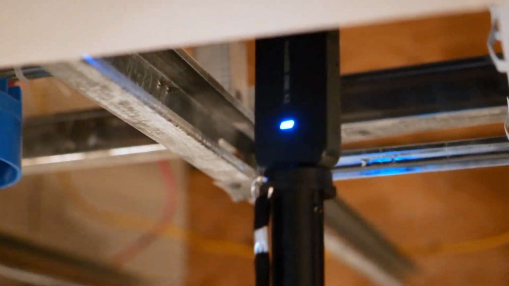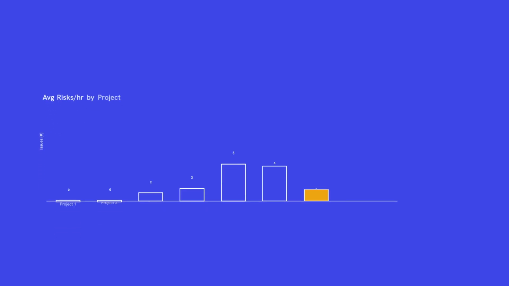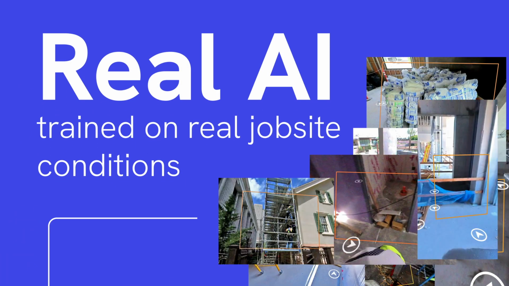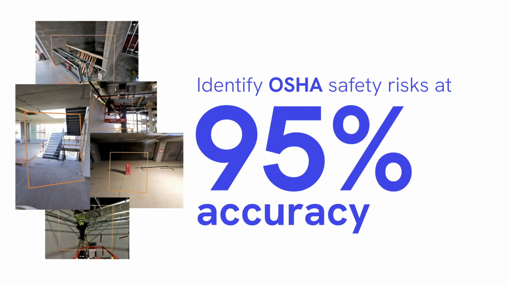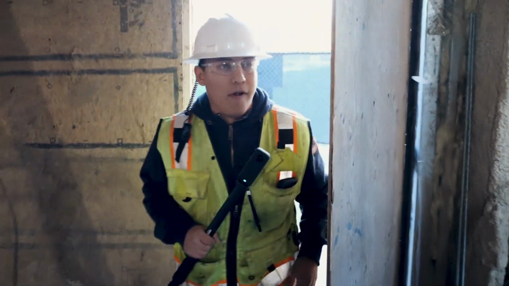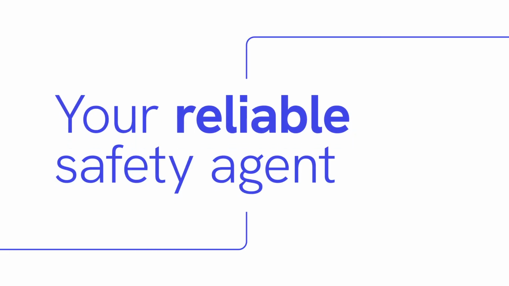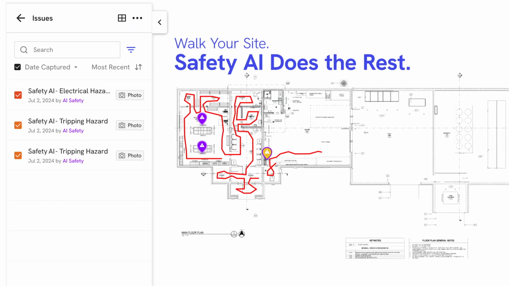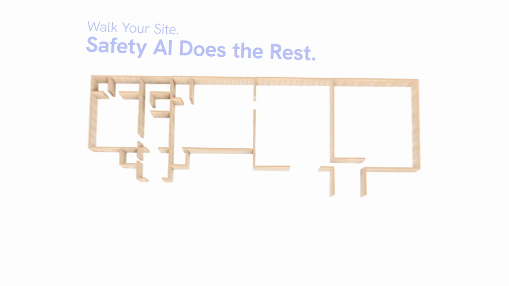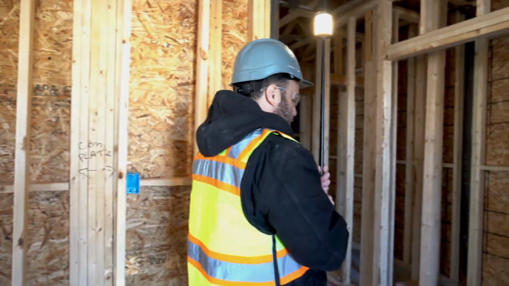overloading existing teams. There are hundreds of tools labeled AI-powered, but Safety AI uses real AI training on real job site conditions to identify OSHA safety risks at 95% accuracy. Safety AI isn't just a tool. It's your reliable safety agent, monitoring every inch of your job site as often as you walk it. Just capture your site with DroneDeploy Ground, and Safety AI will do the rest.